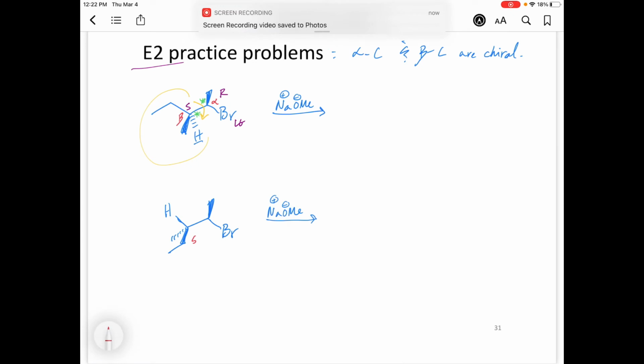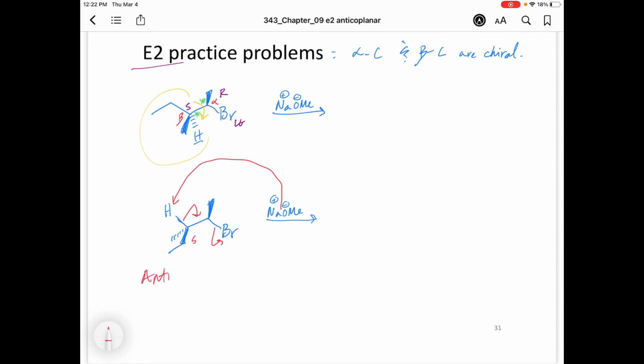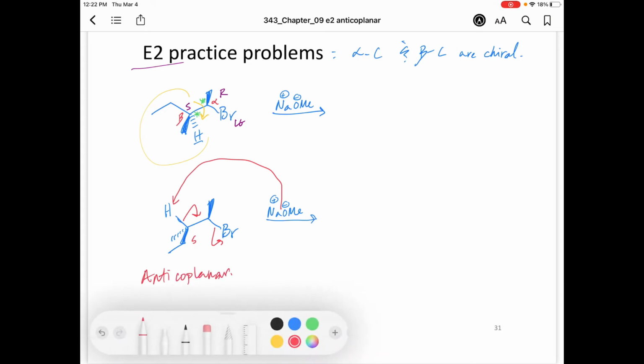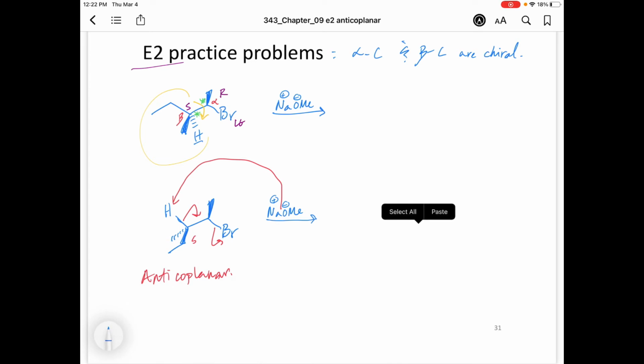So let's draw our mechanism here. You're going to see quickly why we need to draw this mechanism and why we need to rotate it, really for this anti-coplanar. This is anti-coplanar. Notice here we're going to make this alkene, right? This arrow, here's our arrow 1, and here's our arrow 2. The second arrow is making that double bond, and then our third arrow is kicking out the bromine.